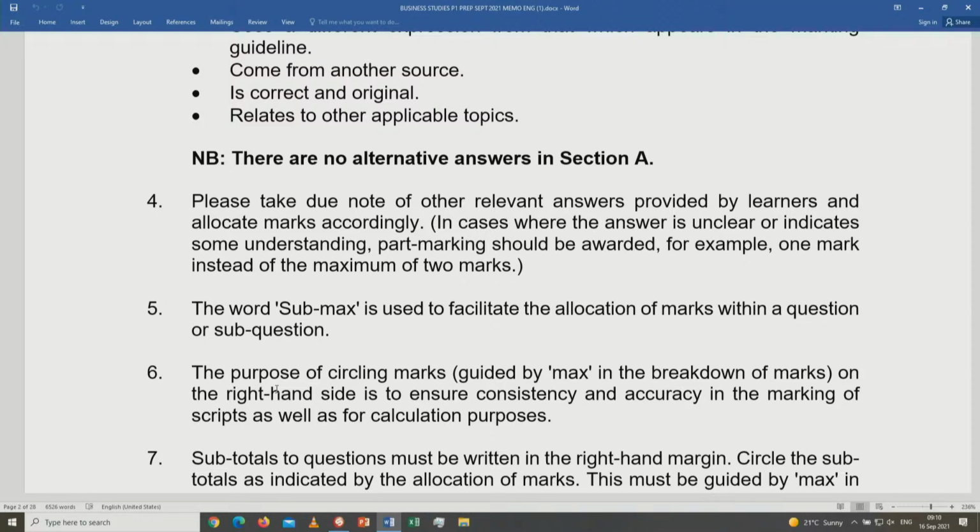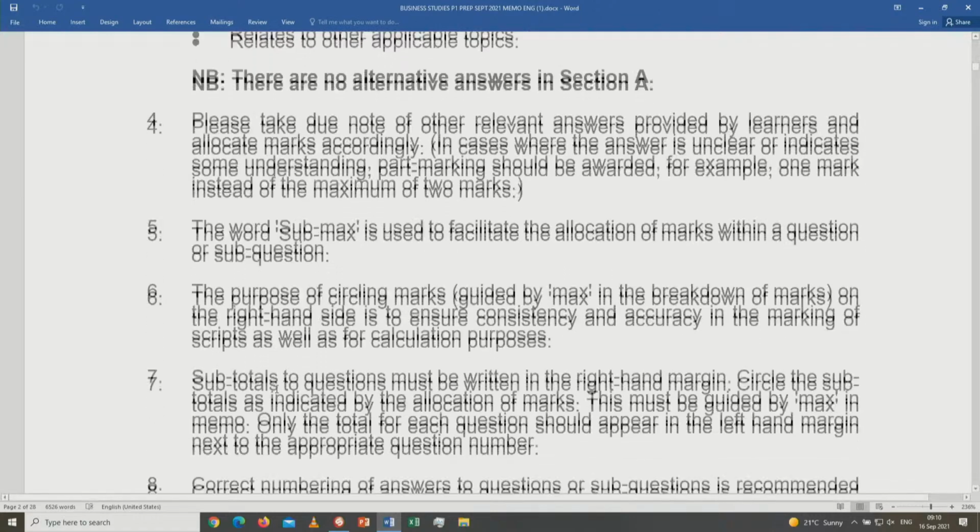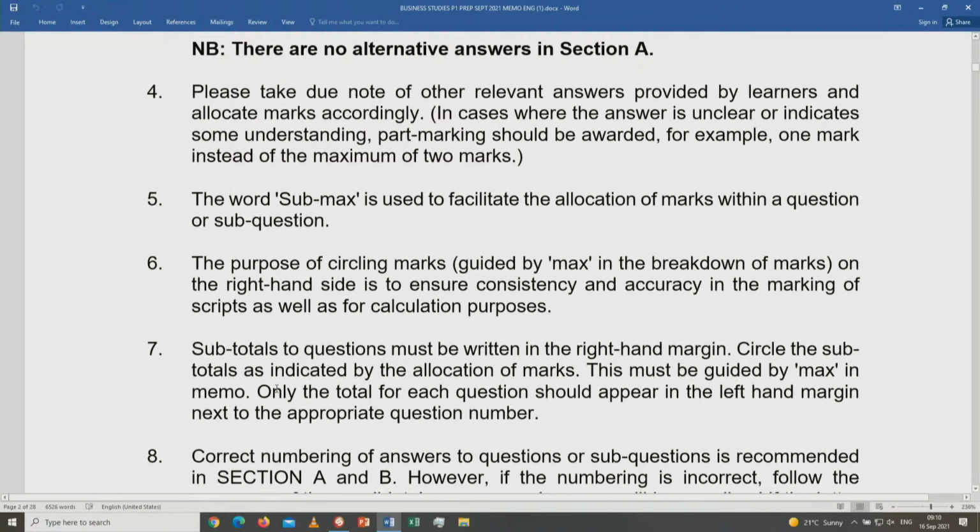Even here, it's important. You read the response of the learner. If it is unclear, but it is still within the context of what is being asked, you'd rather allocate 1 mark instead of 2 marks. But it is important that you read and interpret responses of learners accordingly. And then the word submax is used to facilitate the allocation of marks within a question or sub-questions.